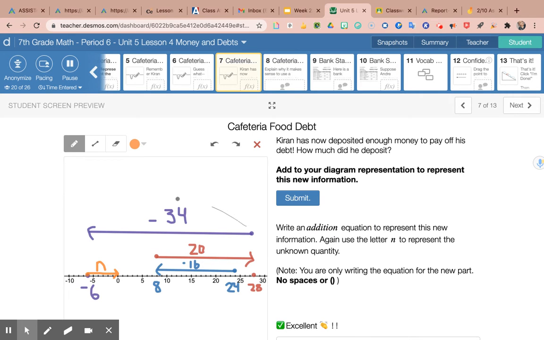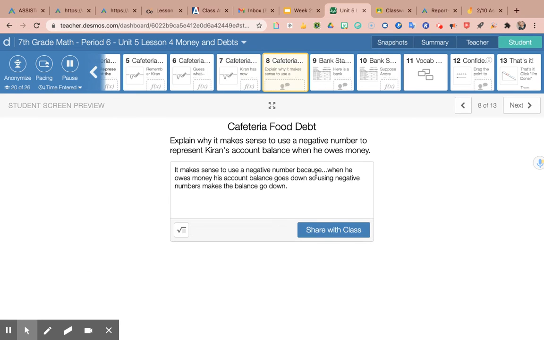So owing money makes the account go down. It's also an arrow to the left. So it's getting taken away. So money owed is getting taken away, so we can use negative numbers. You don't have to write this, but money owed is getting taken out or away. So negative numbers do the same. So they also take away or lower the balance.